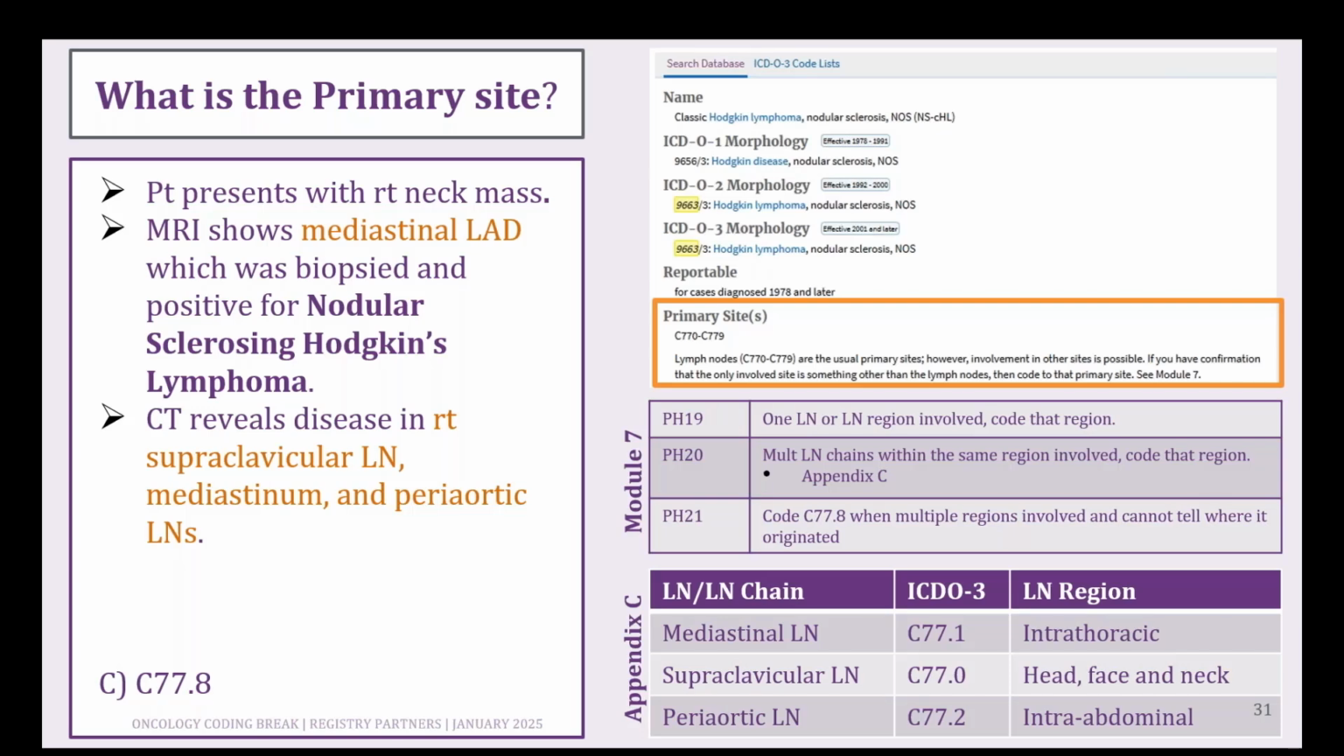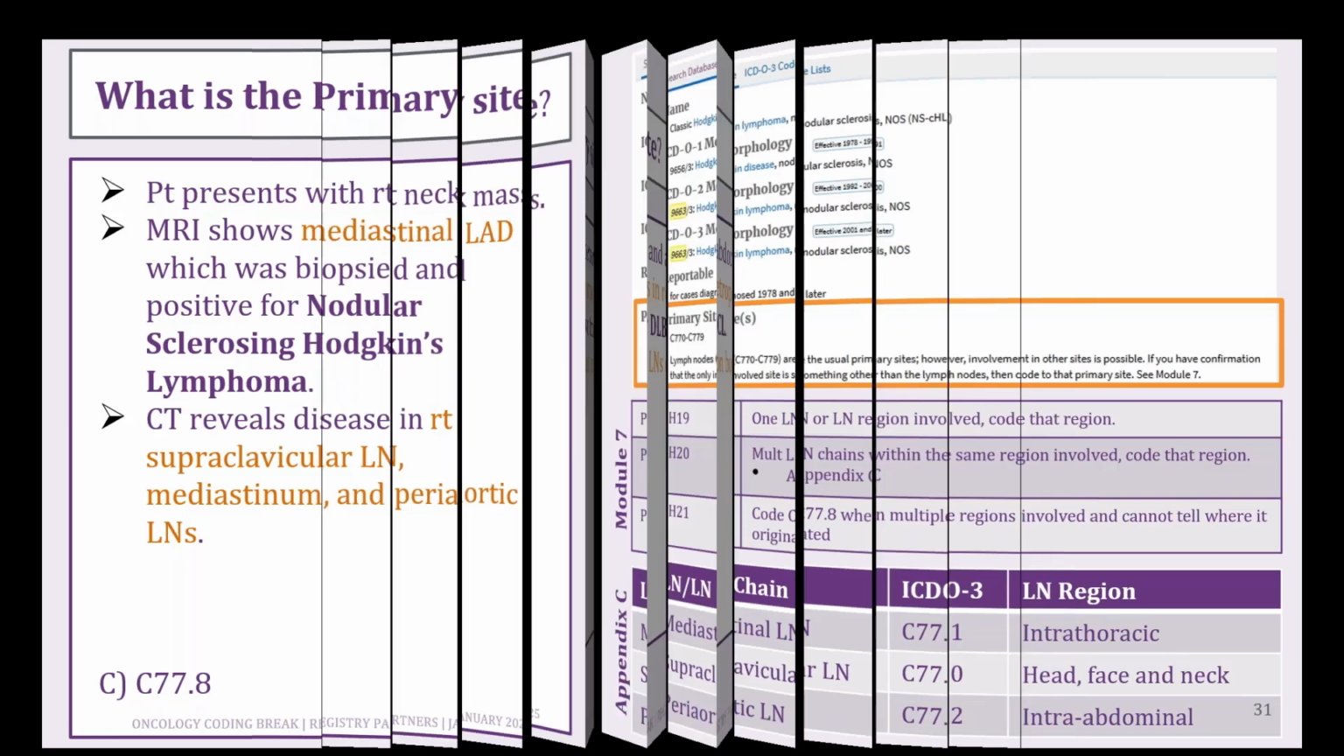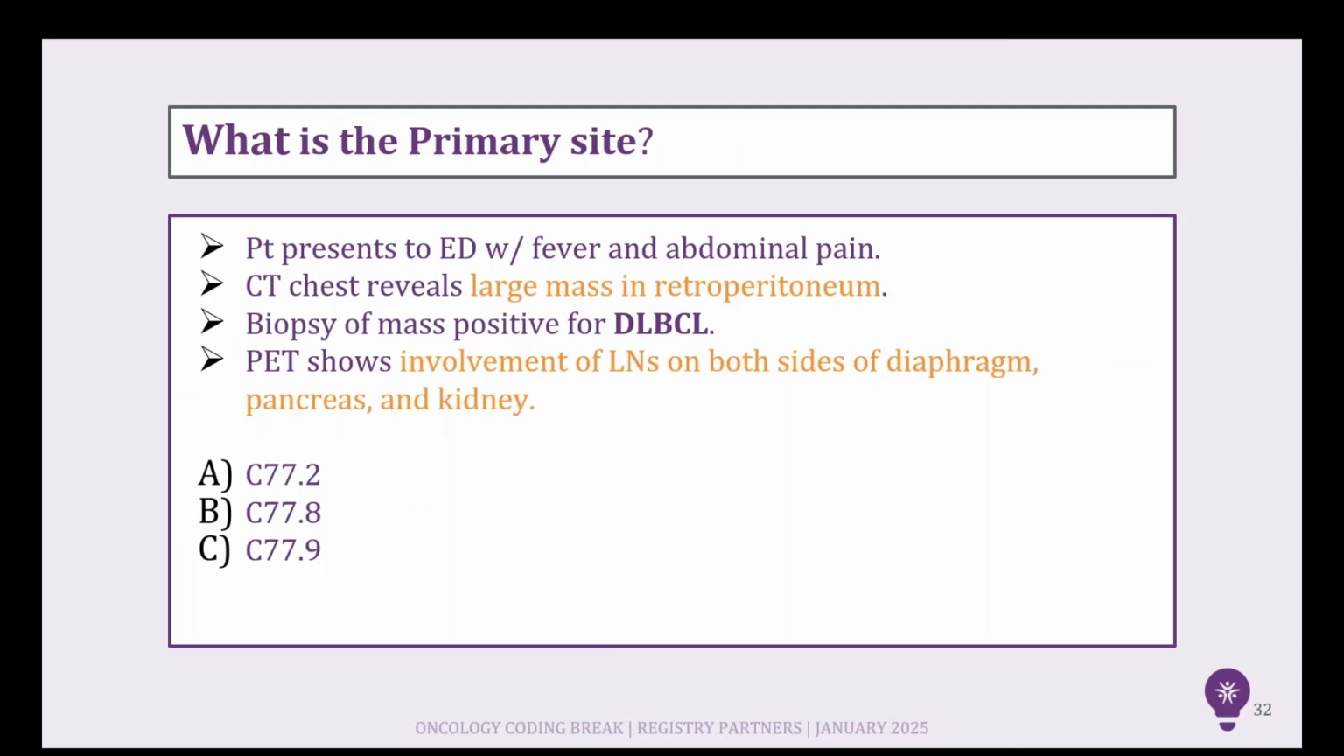Okay, let's look at another example. So this patient presents to the ED with fever and abdominal pain. Imaging reveals a large mass in the retroperitoneum, and the biopsy of that mass is positive for DLBCL. The PET shows that there's also involvement of lymph nodes on both sides of the diaphragm, pancreas, and kidneys. So this is pretty extensive.